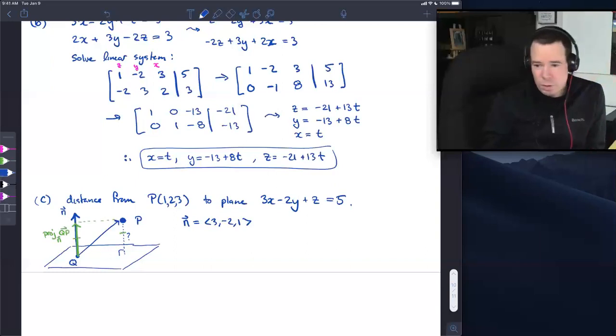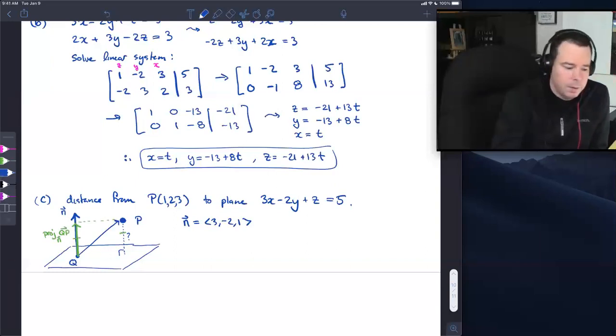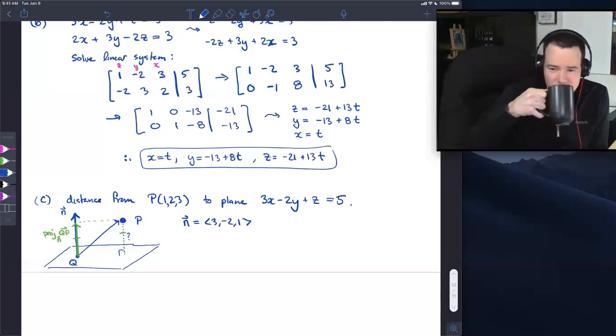Okay, now in order to do this, we have to have components for that vector QP, which means I do need to know what that point Q is.